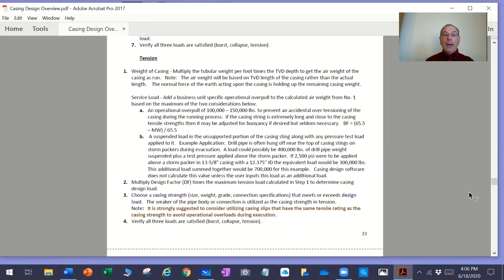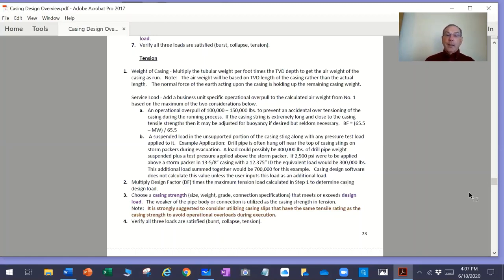accidentally overpull a casing. And then B is that suspended load in the unsupported portion of the casing due to, like, hanging off drill pipe on a storm packer, something like that. And then number two, you multiply the design factor times the maximum tension load calculated to determine a casing design load. And then you'll choose a casing strength that is satisfactory for that design load.